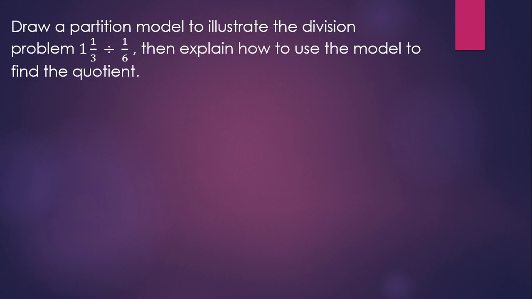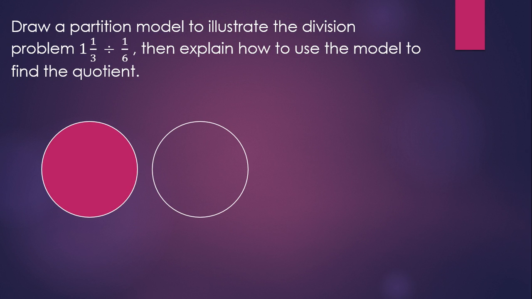Draw a partition model to illustrate the division problem 1 1/3 divided by 1/6. Then explain how to use the model to find the quotient. To draw the model, we first have to start by illustrating 1 1/3. So we have one whole, and then another whole divided into 3 equal parts, and we're going to show one of those 3 equal parts. So we now have 1 1/3.